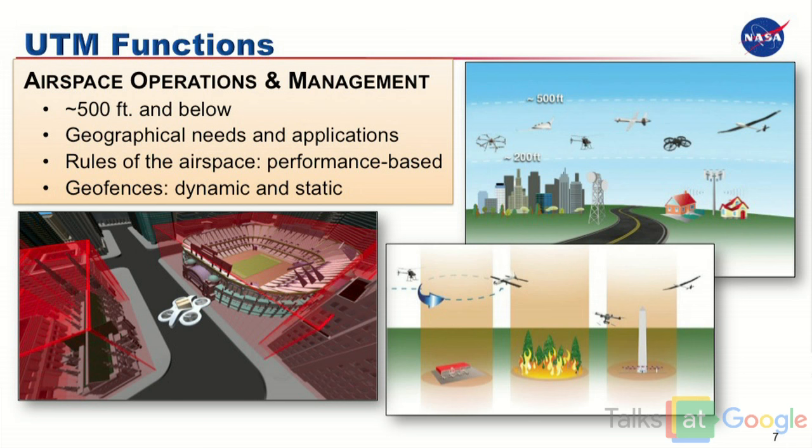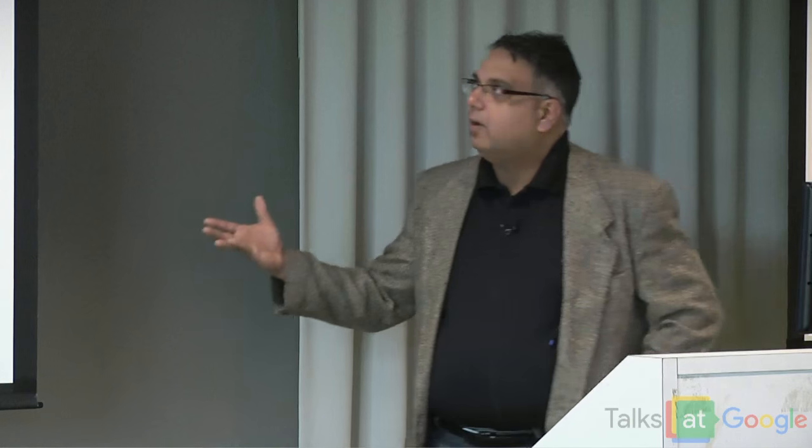The first function is airspace operations and management. So what is the boundary of the low altitude? Currently we envision 500 feet and below. Obviously that's dependent on the type of operations you want to conduct, the types of missions, as well as the density. So you might want to change that, but nonetheless, at the moment we are envisioning 500 feet and below. There's no reason to climb, to spend energy if you don't have to. And again, going back to the point we made before, geographical needs and applications will have to be coupled together. So the rules for airspace will be based on the performance and the geography that's associated with that operation.